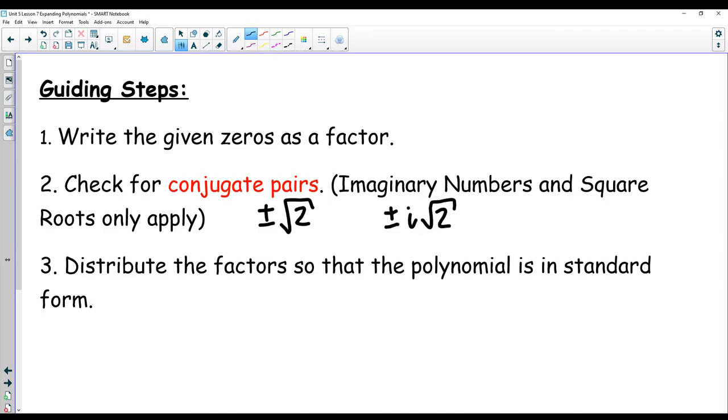The last thing to do, after setting them up as factors, is we distribute. Foiling is involved sometimes, but the big deal here is the distributing. This can get a little messy if you don't keep track, so just be careful of that as you're working through the practice problems and the homework.